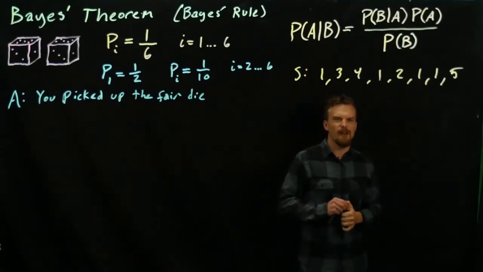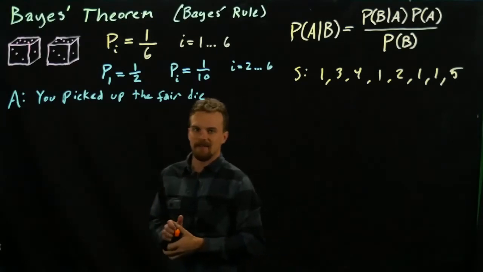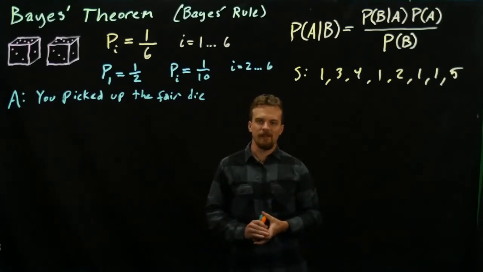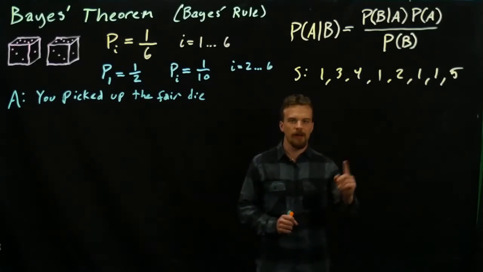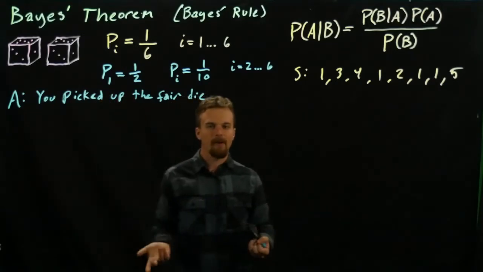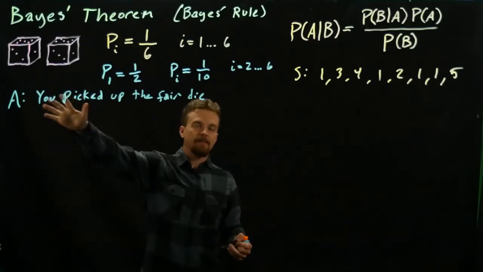Now, right away, we see there's a good bit of ones in there. We know that one of our die is skewed towards rolling one. So just intuitively, we could say, oh, this is probably the unfair die. There's still a probability that we picked up the fair die, and we want to know what that is. So this is our event A.